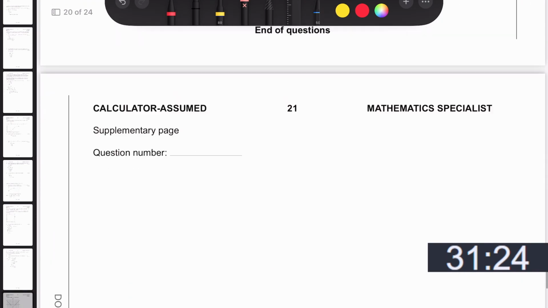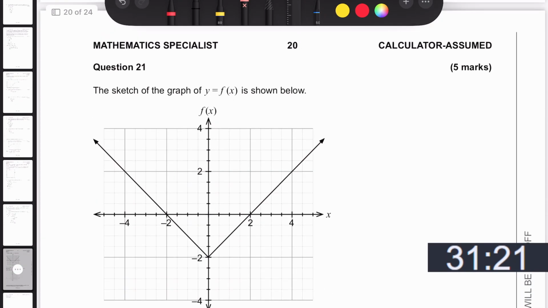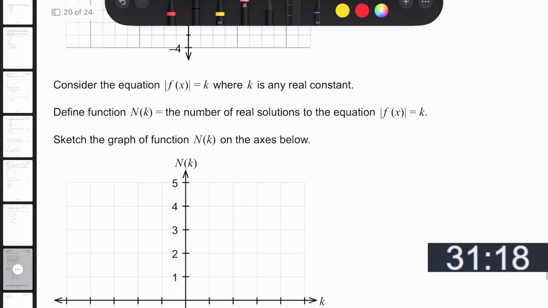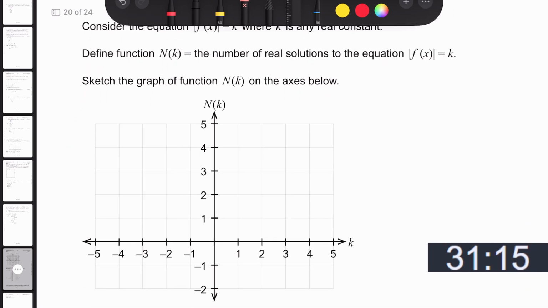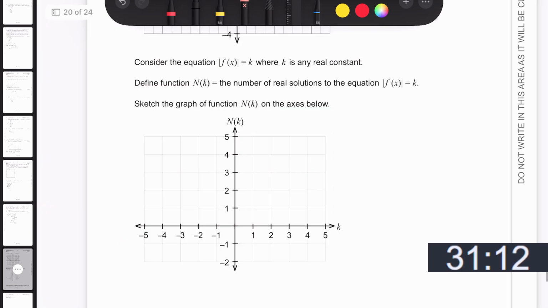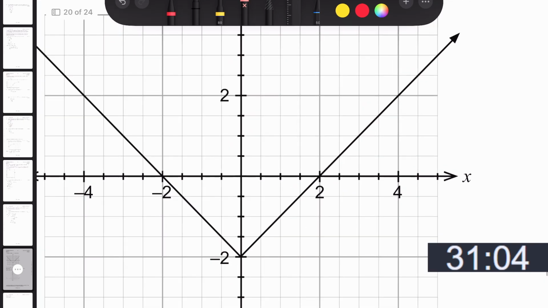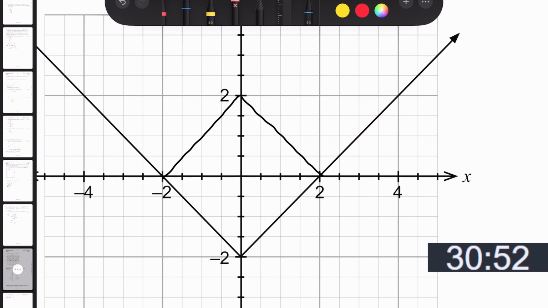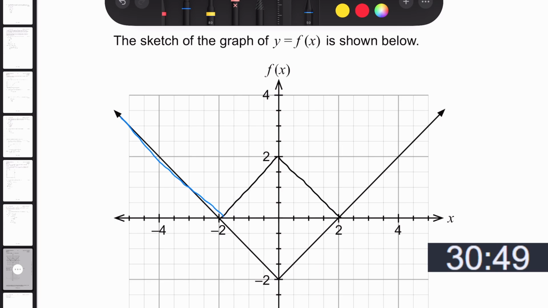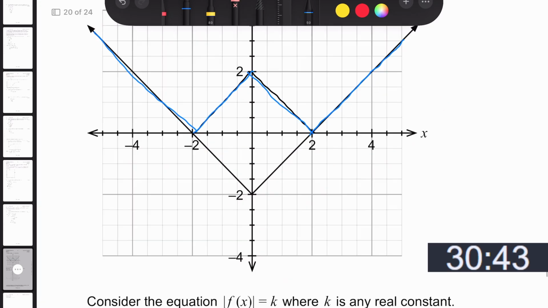Alright, question 20. A sketch of f of x is shown below. Consider the equation f of x equals k, where k is a constant. Sketch the graph of the number of real solutions to the equation f of x equals k. So my f of x is going to be like this. Maybe I'll draw in blue so it's read properly.